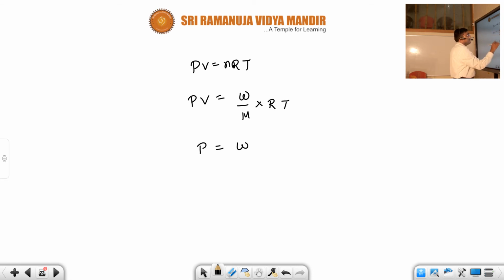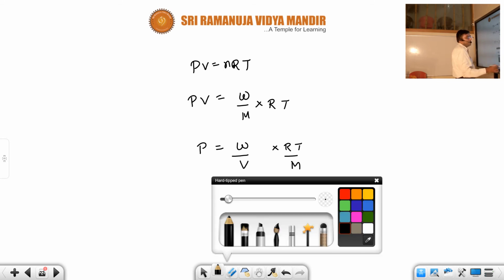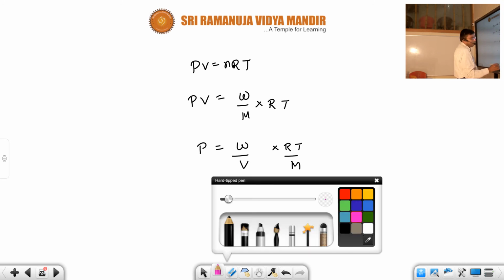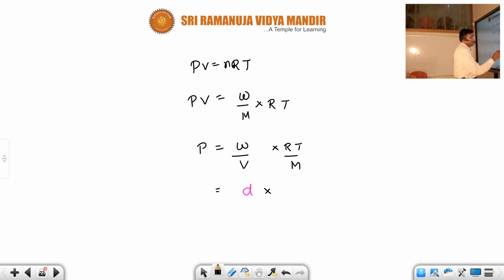P is equal to W by V into RT by M. Students, W by V, weight by volume, is nothing but density D into RT by M. Agreed or not? D into RT by M. Now, students, you can also think this way.